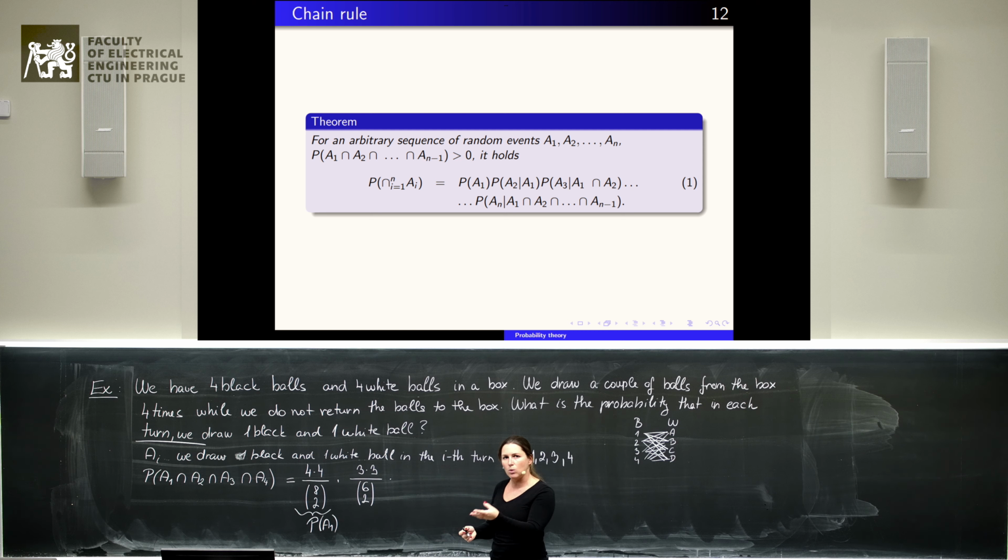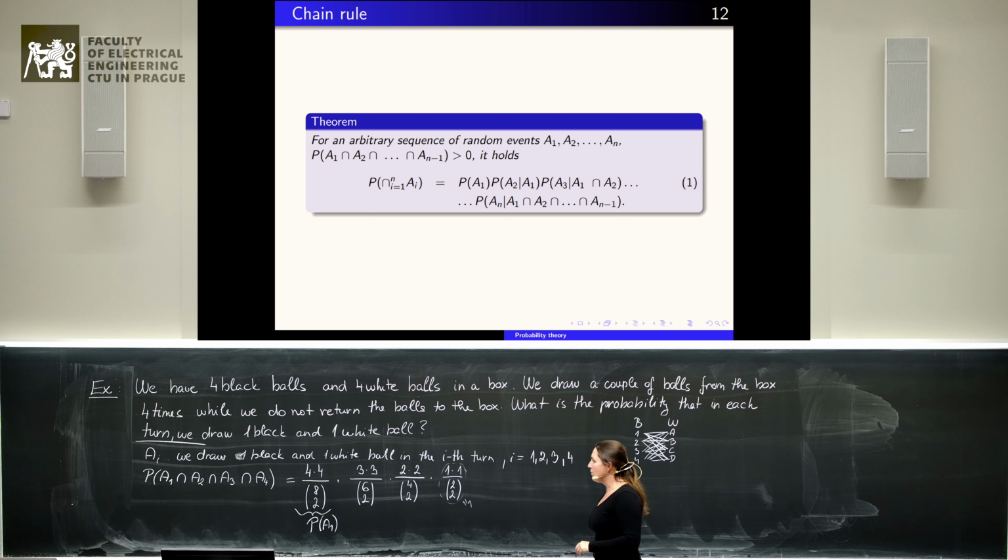So now we have only 2 black balls and 2 white balls in the box. The number of all combinations of all pairs combined from 1 black and 1 white ball is 2 times 2. And the number of all combinations of all couples of balls is 4 choose 2. Then we have only 1 black and 1 white ball in the box. So formally the probability is given by this description, but in fact, of course, it is equal to 1.